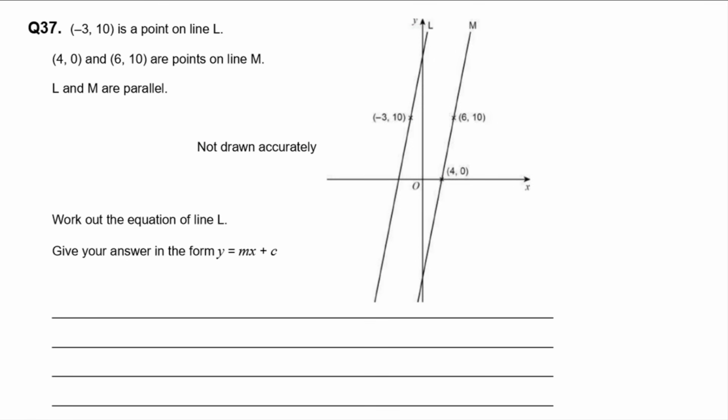Question 37. (-3, 10) is a point on the line L. (4, 0) and (6, 10) are points on the line M. L and M are parallel. Work out the equation of line L.